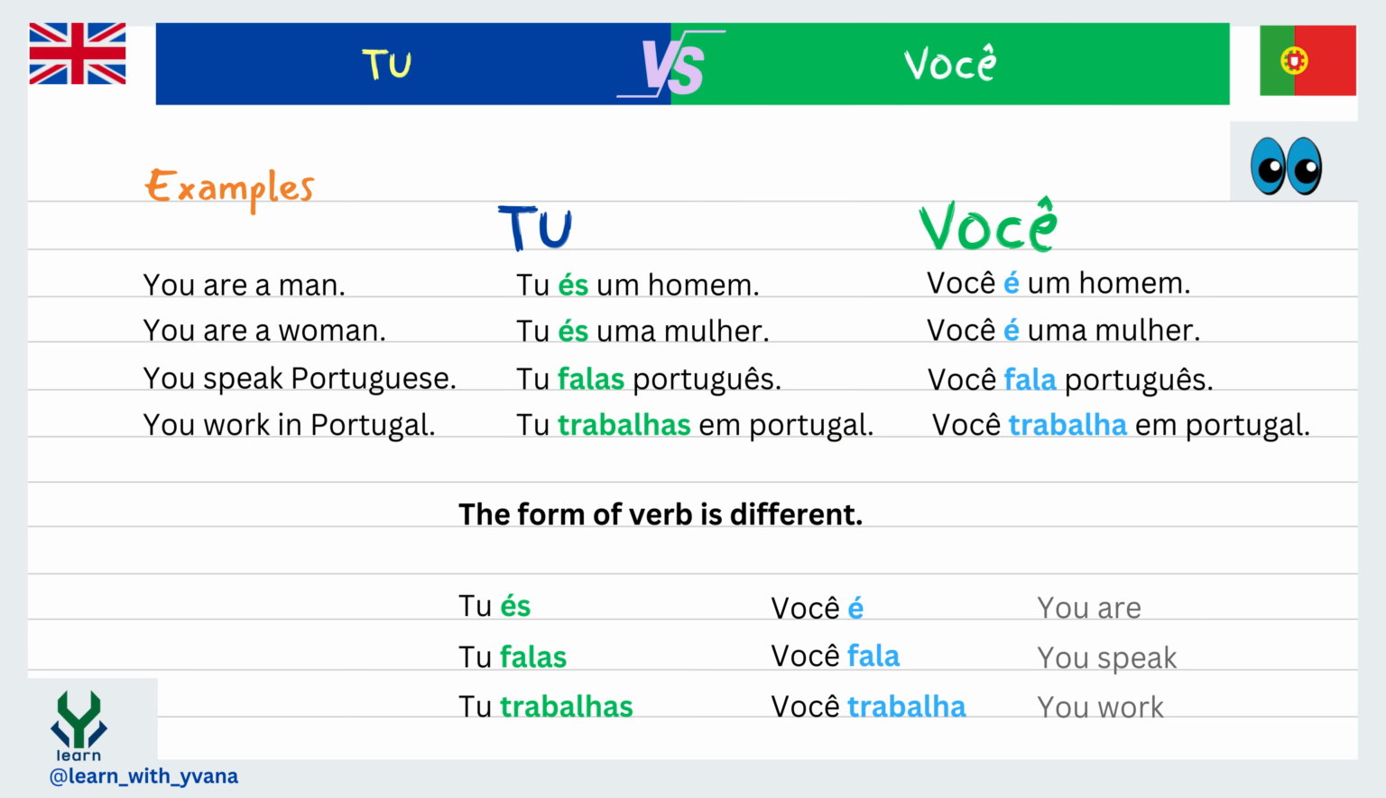But if you notice the sentence formation, tu and você use different forms of the verb. Tu és, você é. Tu falas, você fala. Tu trabalhas, você trabalha.